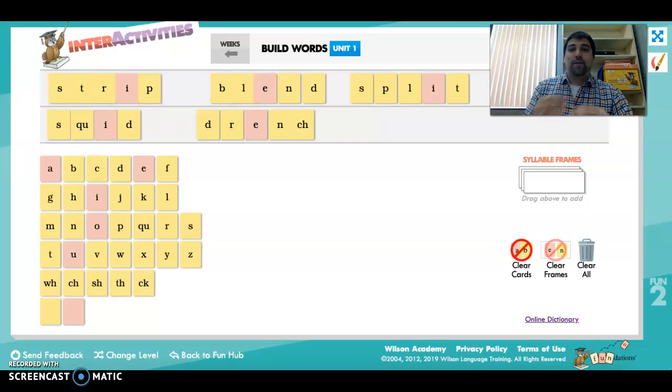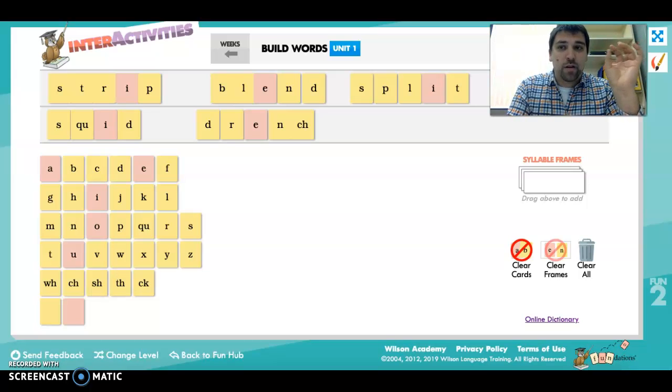Okay? For this next part, we're just going to read some words together and tap them out as we go. All right? So here we have the first word, and these words you should kind of remember because we've built them in the past. Some of them, not all of them, but here we go. Strip, strip. Remember, this one is that three-letter blend. Strip, strip.